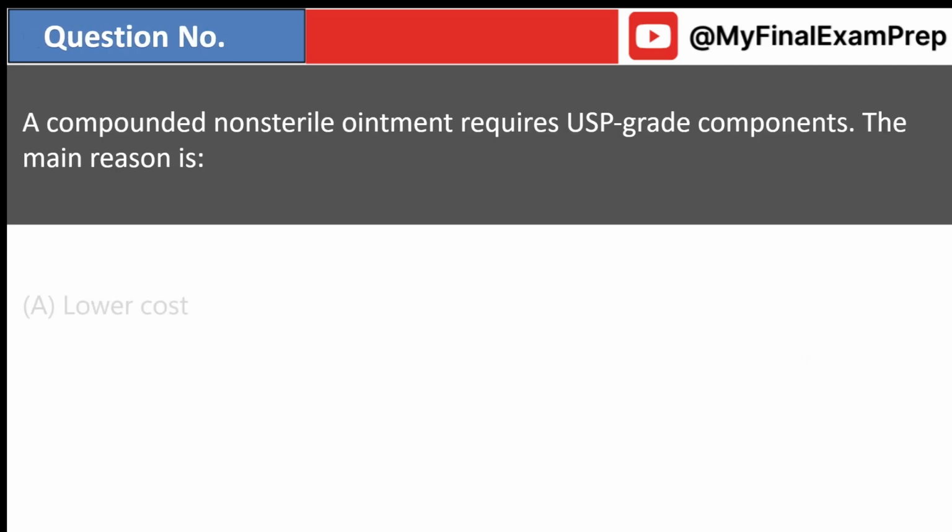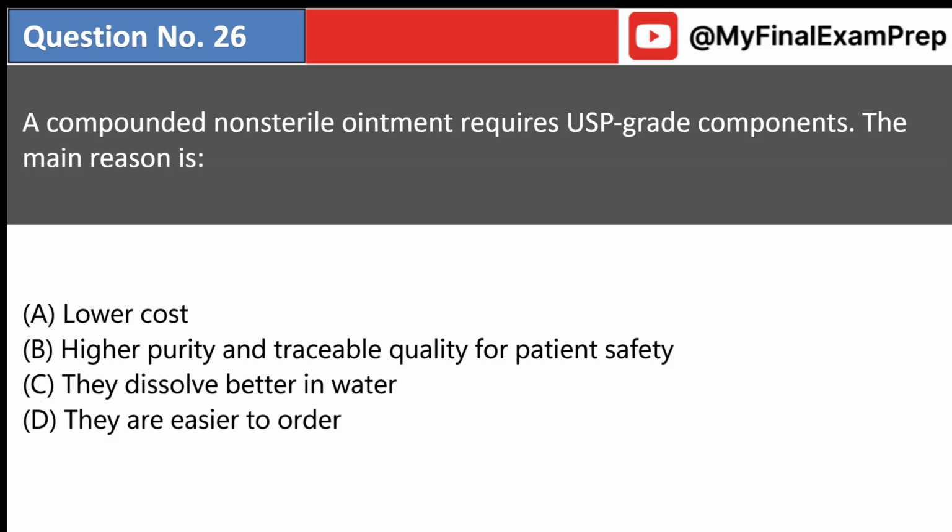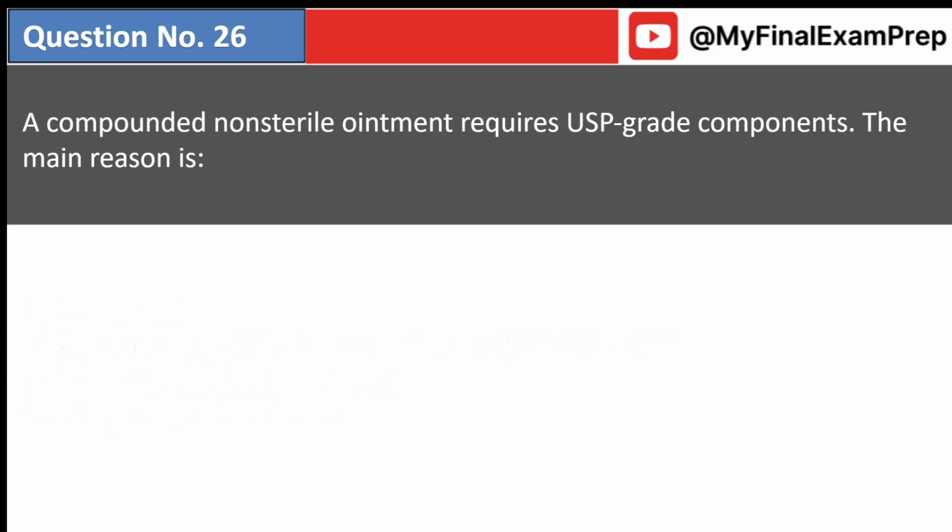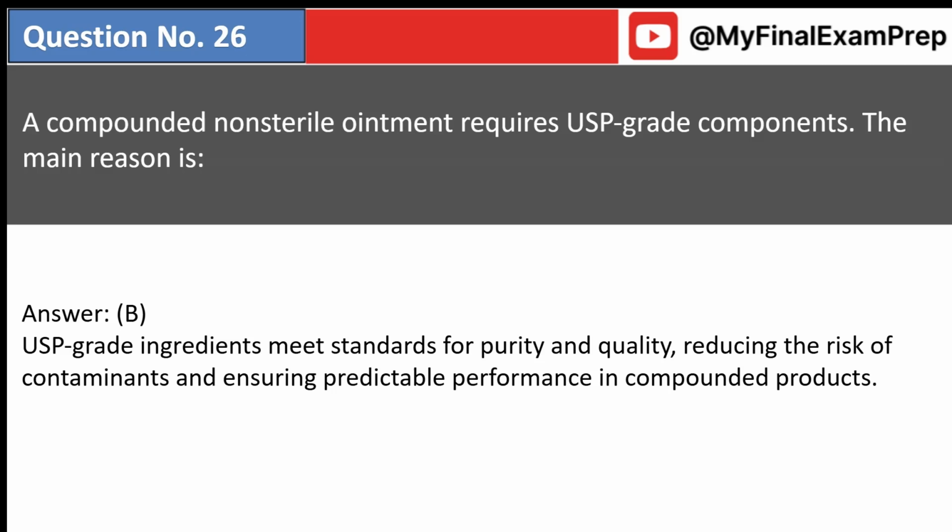A compounded non-sterile ointment requires USP-grade components. The main reason is A. Lower cost. B. Higher purity and traceable quality for patient safety. C. They dissolve better in water. D. They are easier to order. Answer B. USP-grade ingredients meet standards for purity and quality, reducing the risk of contaminants and ensuring predictable performance in compounded products.